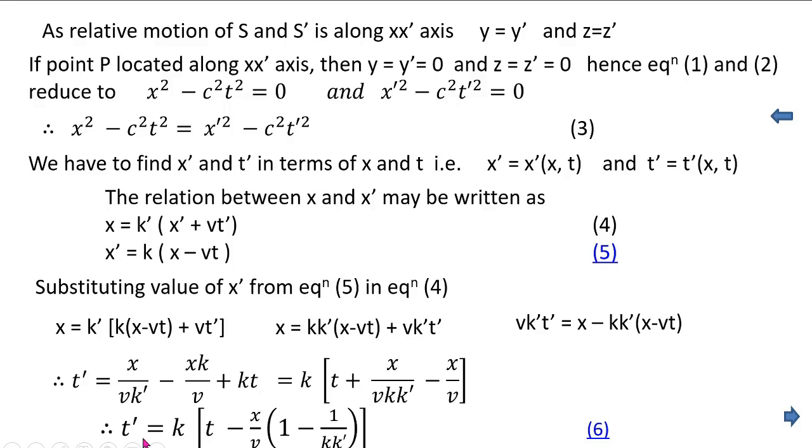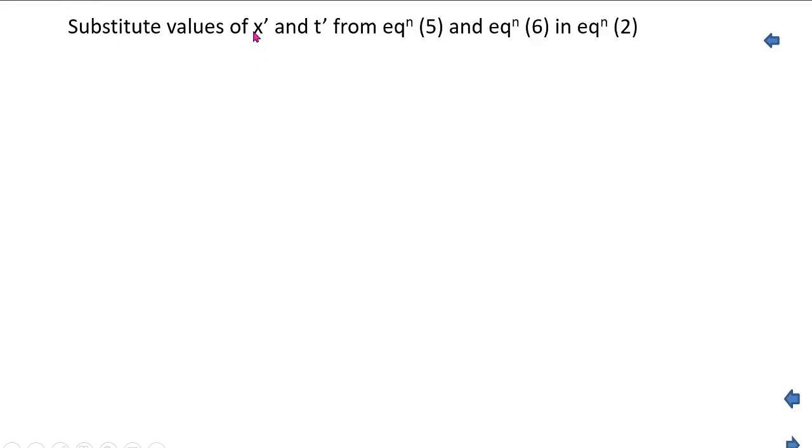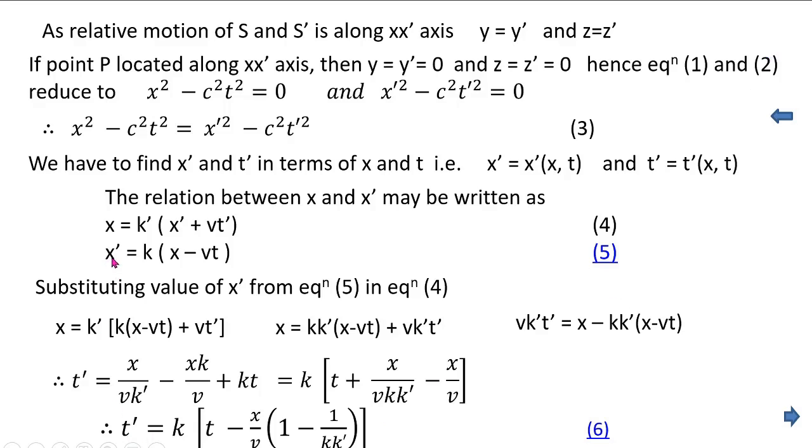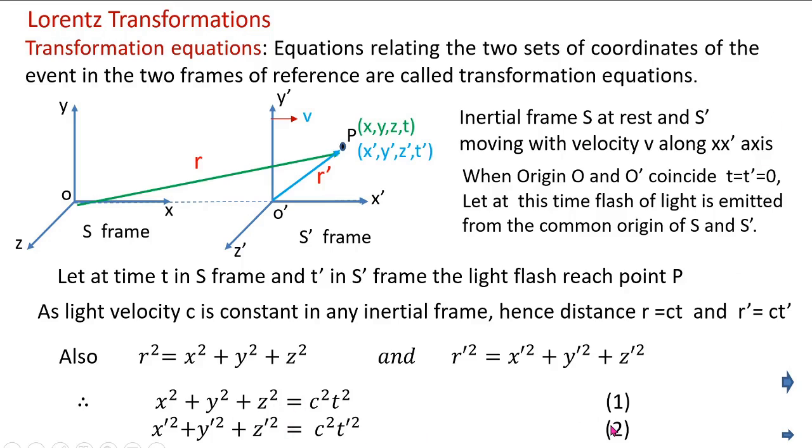This is t dash in terms of x and v. We have to find this k and k dash. t dash is equal to this expression. Substitute the values of x dash and t dash from equation 5 and equation 6 in equation 2. Substitute x dash is equal to k into x minus vt and t dash is equal to this expression in equation 2, which is x dash square plus y dash square plus z dash square. Substitute this x dash and t dash here in this equation.